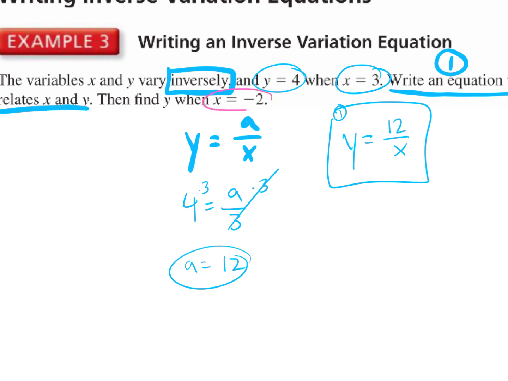Perfect. Next part of the question says find y when x is equal to negative 2. So y is equal to 12 divided by negative 2. So y is equal to negative 6. Perfect. This would be the second part of the question.